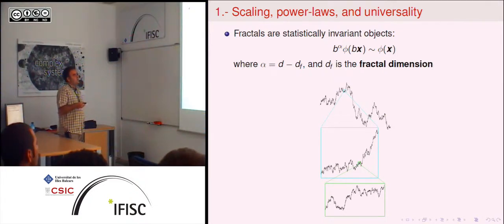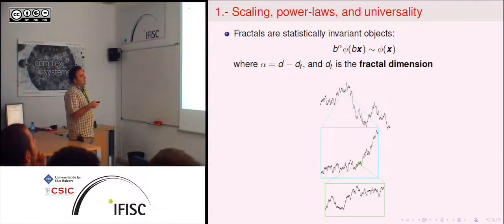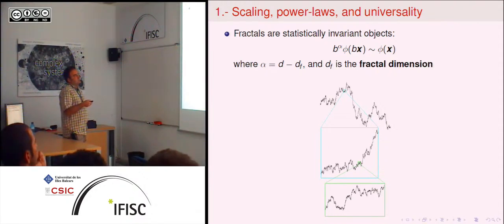This morning we have seen a little bit about how to compute fractal dimensions, and here I will just mention that fractals are statistically invariant objects, so that if we rescale our field phi or state variable by B to the alpha, and then our space variable by B, after this change of scale, we recover a field that has the same statistical properties as the original field. This alpha is directly related with the fractal dimension of the object, and so it's a very important quantity.